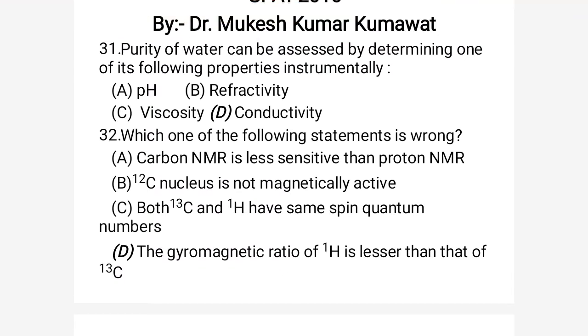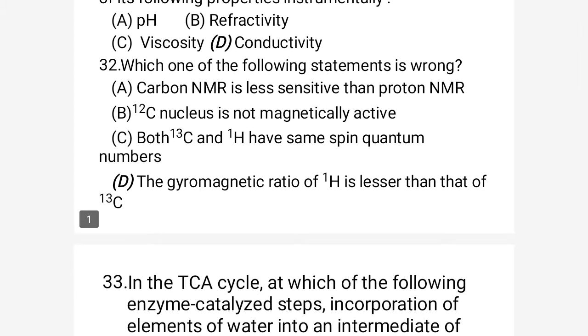Question number 32. Which of the following statements is wrong? We have to find out which one is the wrong statement. One, carbon NMR is less sensitive than proton NMR. Yes, it is correct, because carbon NMR is less sensitive than proton NMR. Proton NMR can give more information about structure determination than carbon NMR.